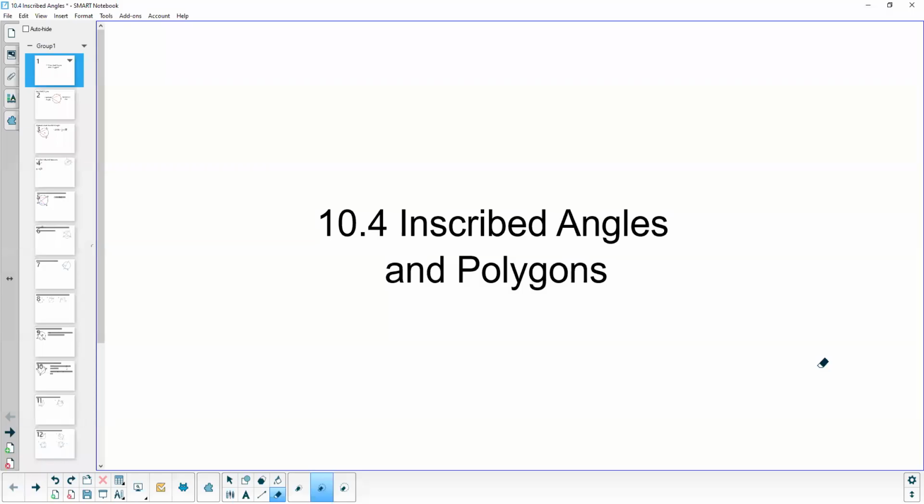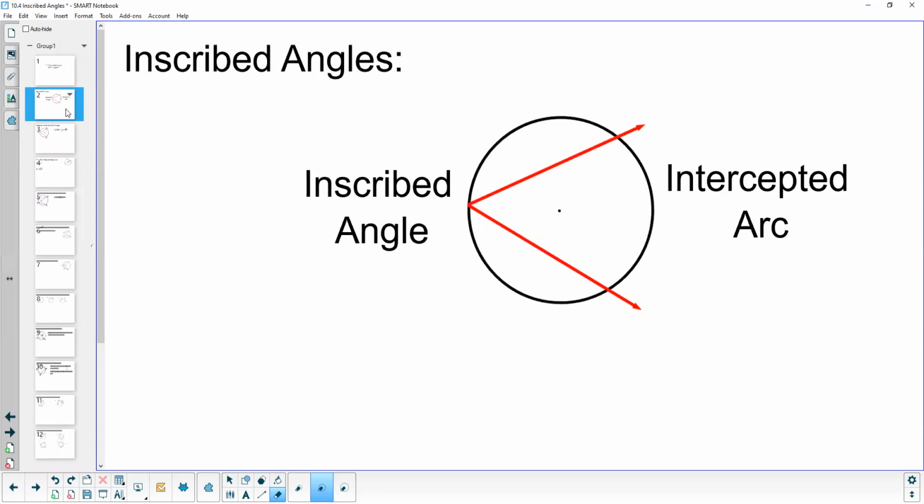Hi, this is Mrs. Kidman, and in this video, we are going to be discussing inscribed angles and polygons that are inscribed in circles. So what does it mean for something to be inscribed within a circle? Well, something to be inscribed in a circle means that it is completely put inside of that circle. So an inscribed polygon means the whole polygon is inside the circle. Same with our angle. So let's take a look starting with inscribed angles here.